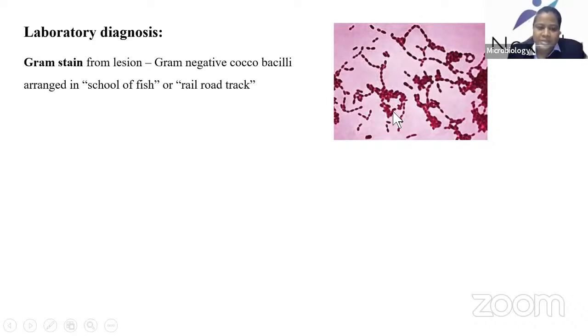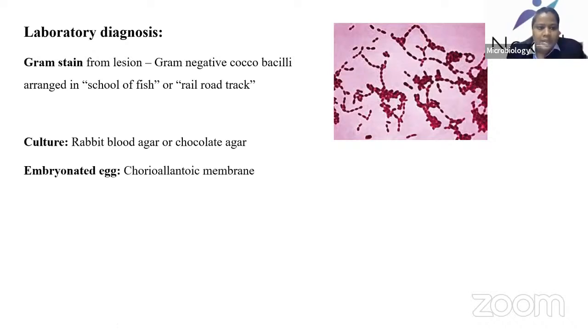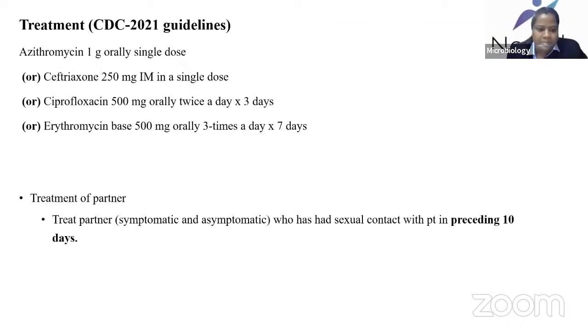It's very typical. It's a very, very important MCQ question. If you see the words school of fish or railroad track appearance, it is Haemophilus ducreyi, and the condition caused by ducreyi is chancroid, right? And for the culture medium, you can grow it on rabbit blood agar or chocolate agar. And in the embryonated egg, you can grow the bacteria in the chorioallantoic membrane.